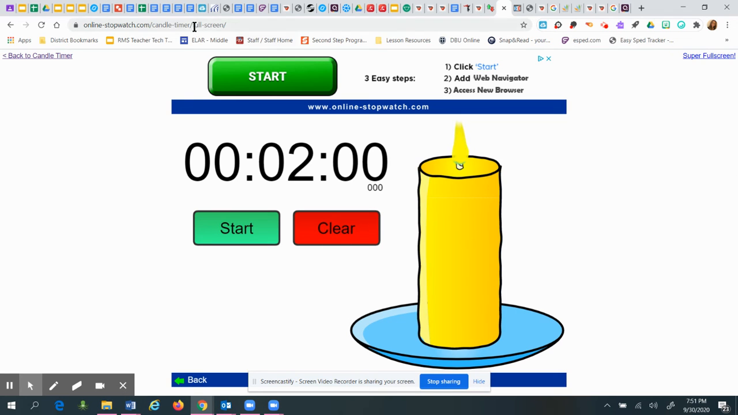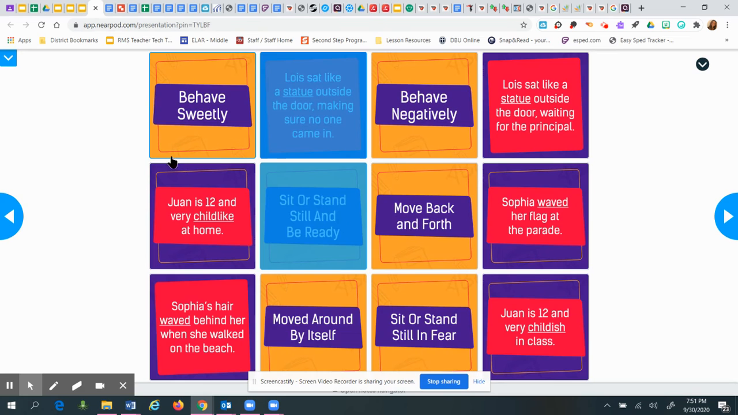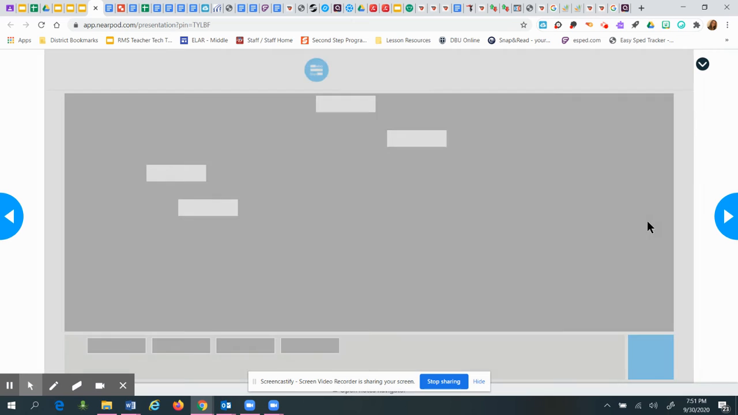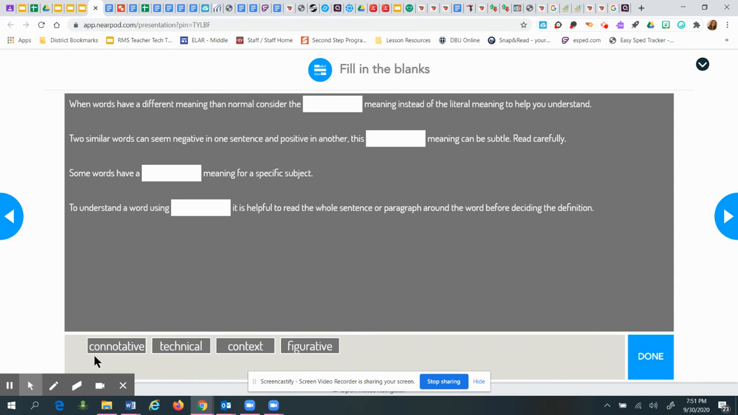Okay, so let me go back to the Nearpod, and you should have matched all these up. Next, fill in the blanks. So you have words down here: connotative, technical, context, and figurative. You're going to put the correct word, or what you think is the correct word, in the box. When words have a different meaning than normal, consider the blank meaning instead of the literal meaning to help you understand.